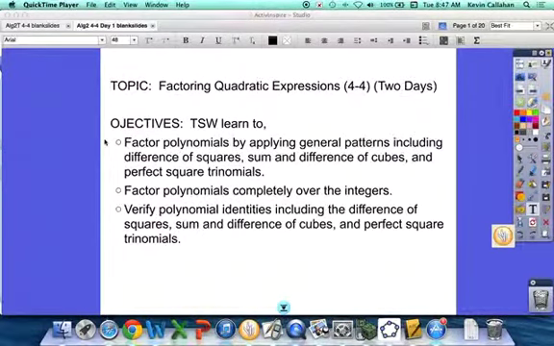Okay, so we're going to spend 2 days on this, which is factoring. And you should have done some of this in Algebra 1, but if you didn't, then this will be your initiation to what we call factoring.